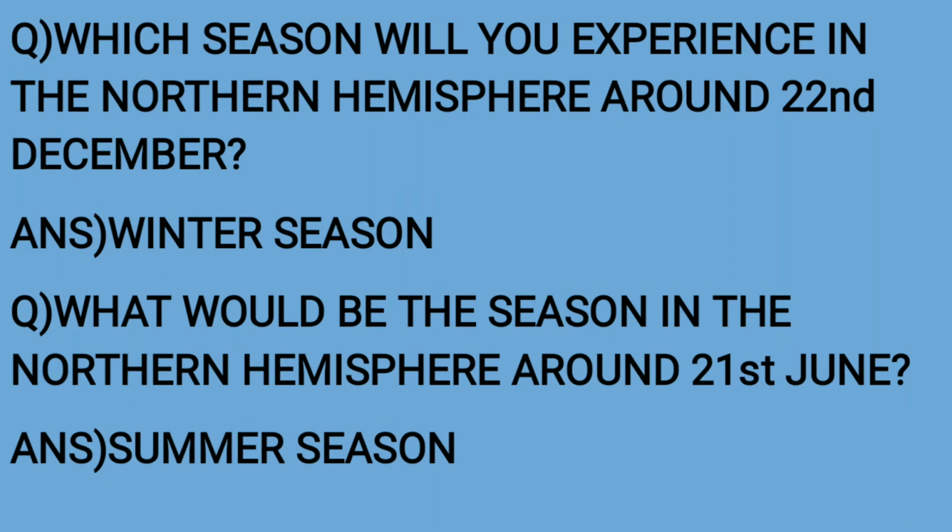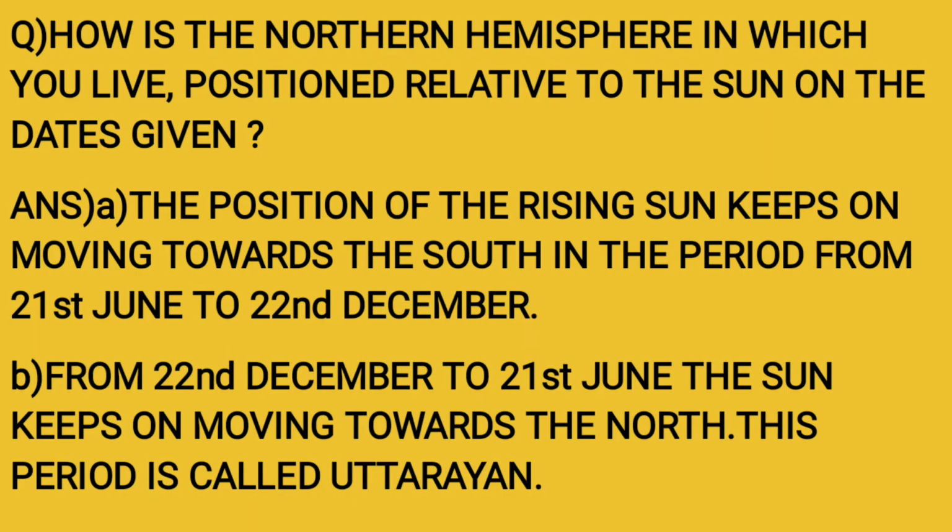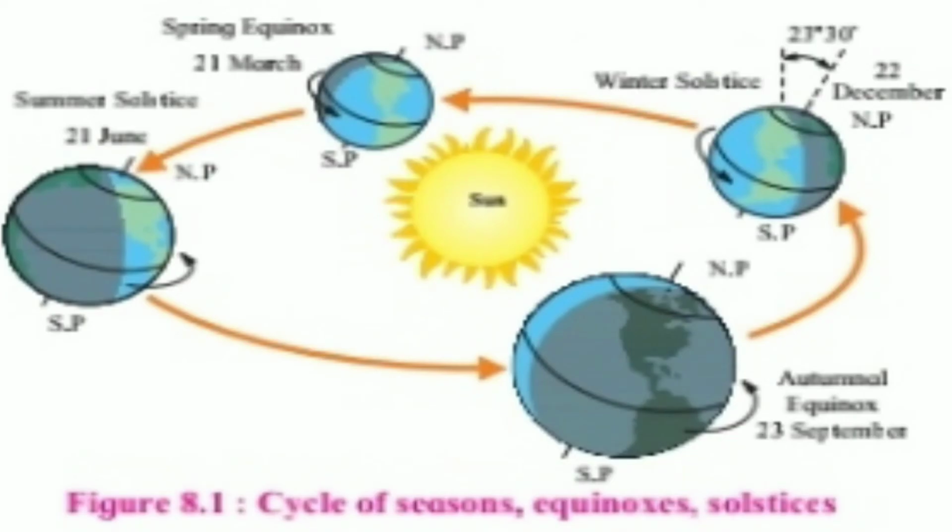Understood? Now, what would be the season in the northern hemisphere around 21st June? Look, which season will come on 21st June in the northern hemisphere? Look here, the north pole is facing the sun. So on 21st June which season is it? Summer season.